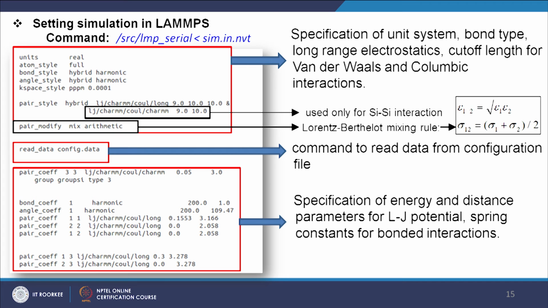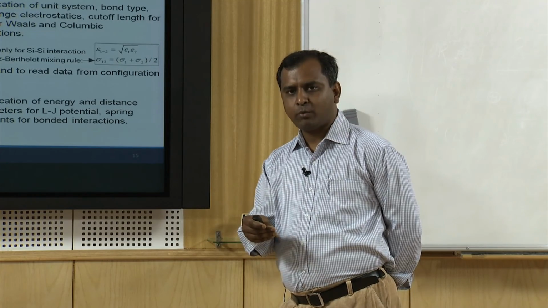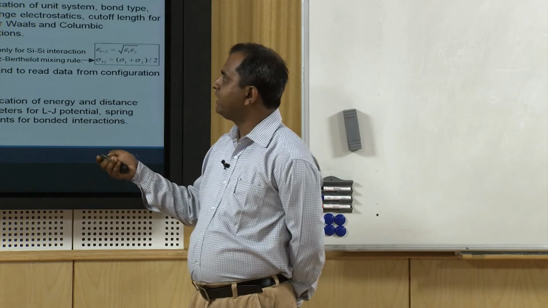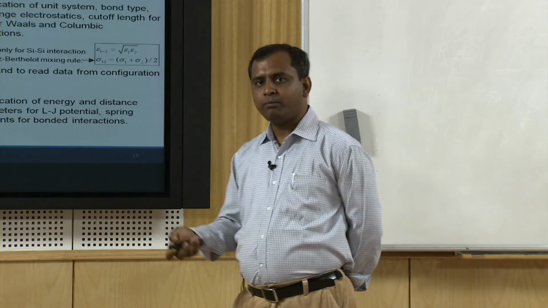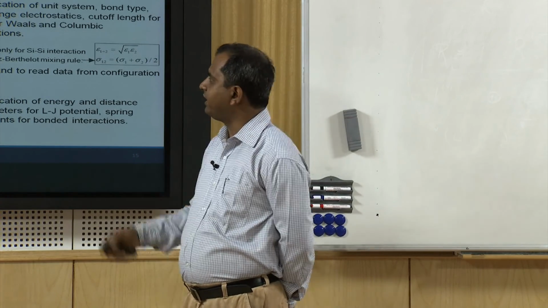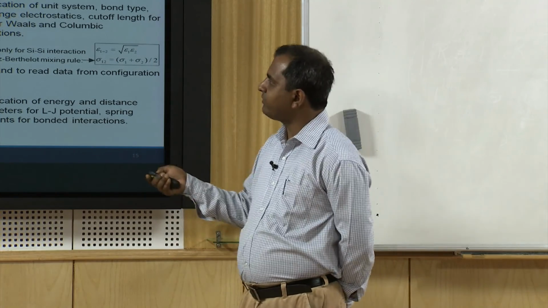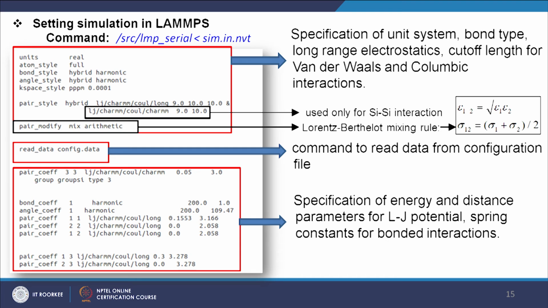You see, for any particles the LJ potential will have the lower and higher cutoff as 9 and 10, and for the Coulombic potential we will have only 10. Now, for silicon only, there will be no Coulombic interaction, so we will have only the LJ potential. So, these will be 9 and 10.